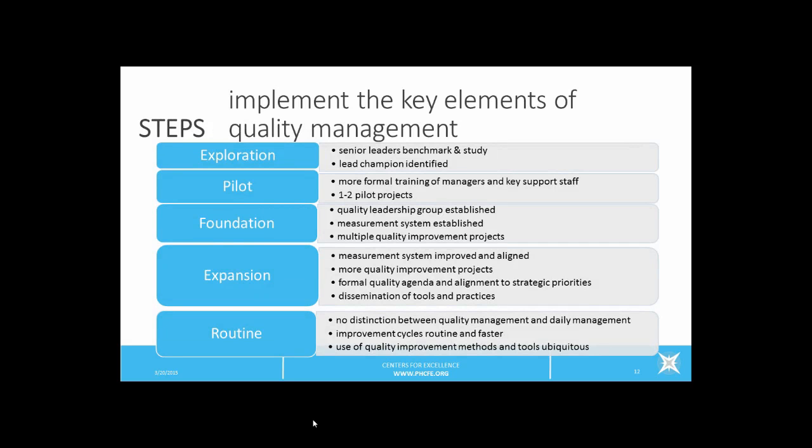Let's talk about the steps involved in putting together a quality management system. It's common for an organization to start with exploration. This is about leadership learning. Senior leaders look around for organizations they admire and study those quality management systems. They might identify a lead champion, designating and training an existing staff member, or perhaps creating a position to support the initial effort. Exploration leads to a pilot.